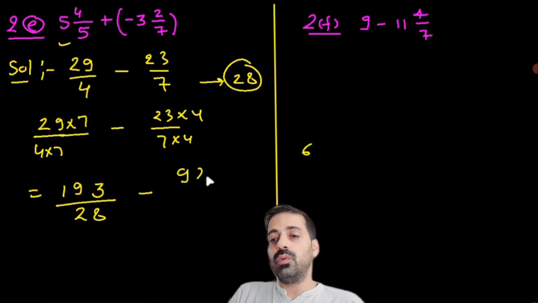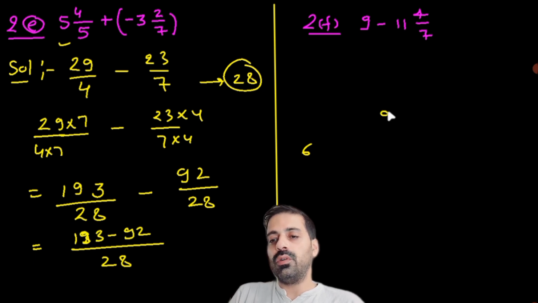Again we have 92 upon 28. Now the LCM is 28. 193 minus 92. So after subtracting we have 101 upon 28 is the answer, or the answer may be in the mixed fraction. You can convert it yourself.